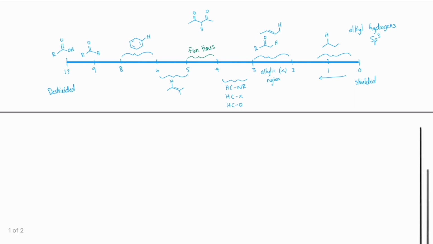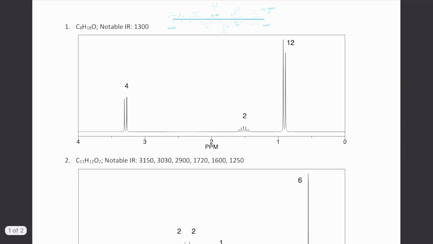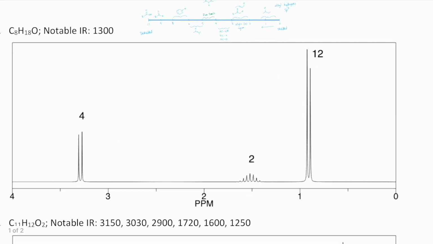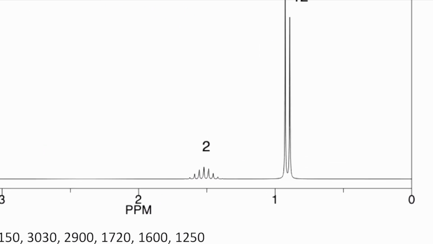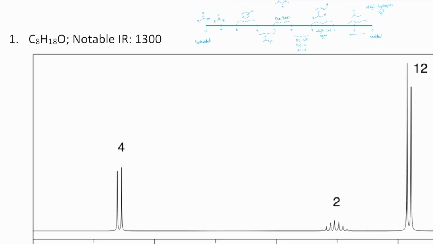Now that we have this, let's go through a few problems. All of these are designed not just to show you these patterns of shifts, but also specific multiple signal patterns. Those multi-signal patterns are what I'm really going to drive home in this video.